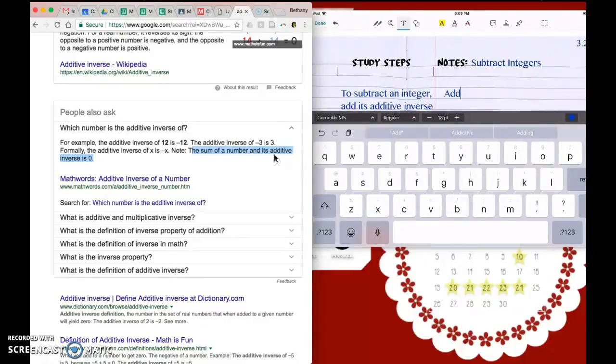So, additive inverse: the sum of a number and its additive inverse is 0.